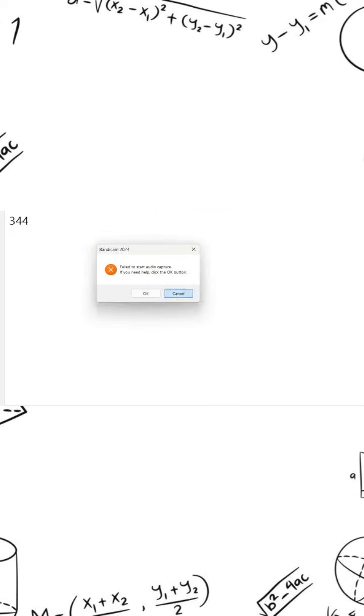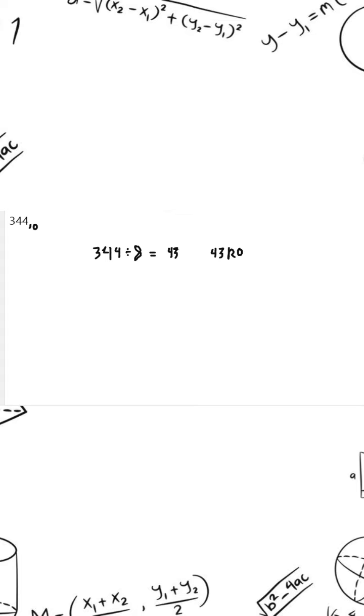Today we're going to talk about how to convert decimal to octal. So let's say we have a decimal number system here. We got 344, and we can convert this into octal by dividing it by 8. So 344 divided by 8 is a perfect 43. It doesn't have a remainder, so we can just write it as 43 remainder 0.